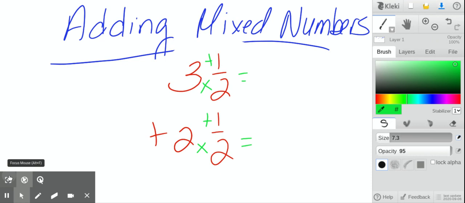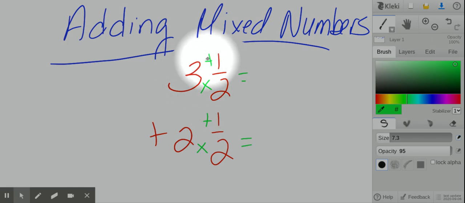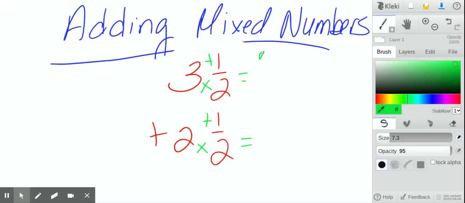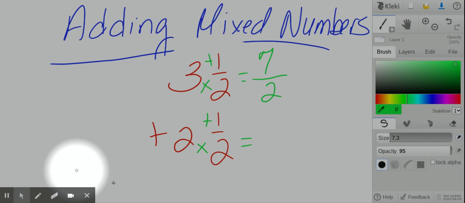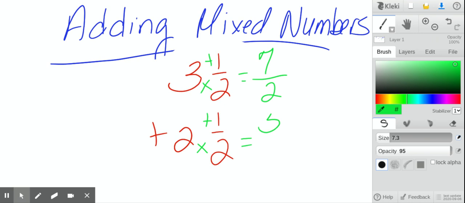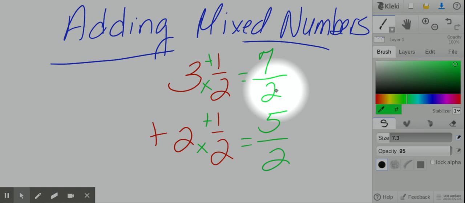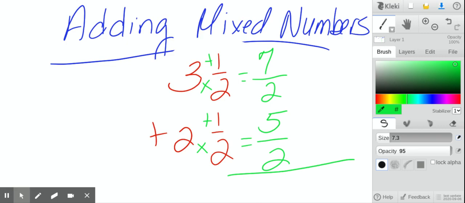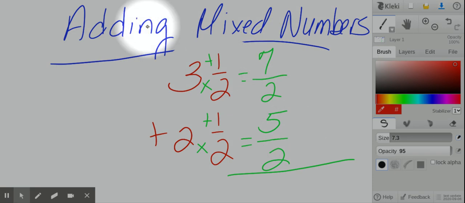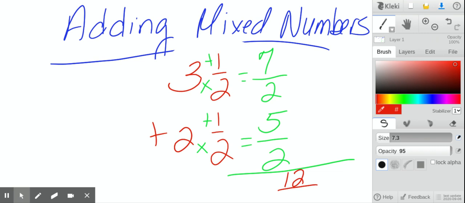So let's first work with the 1 on top. 2 times 3 is 6. 6 plus 1 is 7. And then my denominator of 2 never changes. That will stay. So now let's do this one. 2 times 2 is 4, plus 1 is 5. Denominator stays the same. Now, when our denominators are the same, I just take my numerators, add them together, and keep my denominator. So I'm going to add these. 7 plus 5 gives me 12, and the 2 stays.